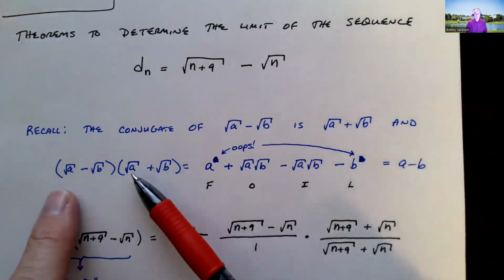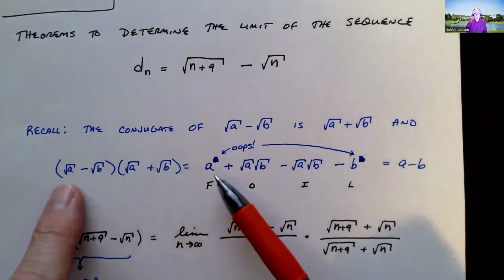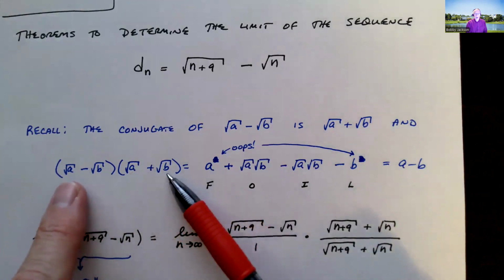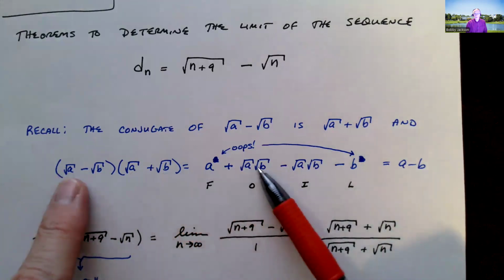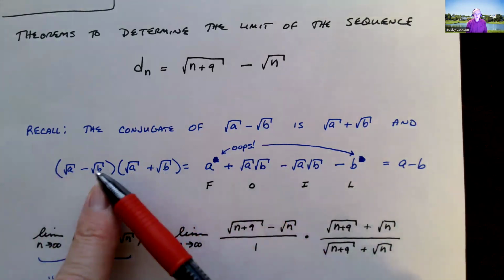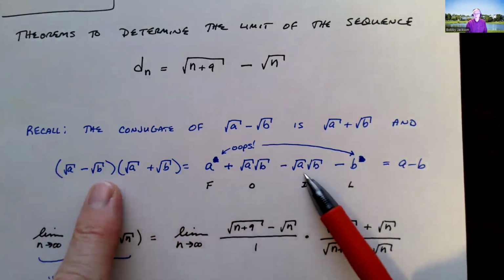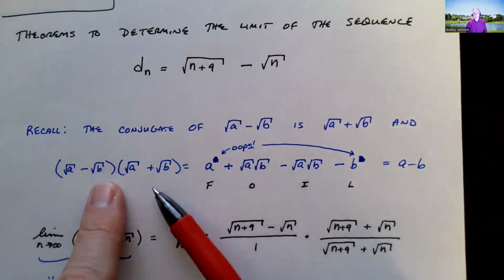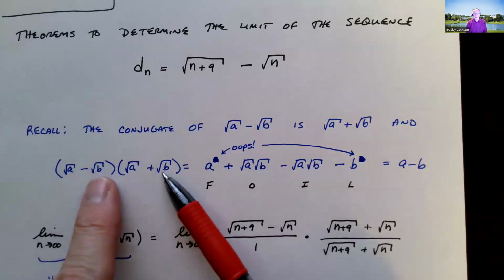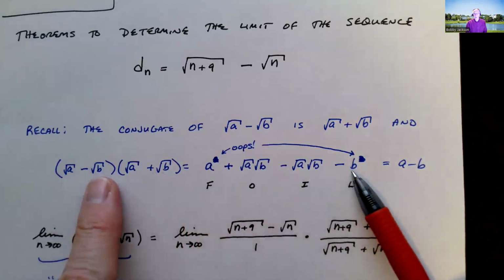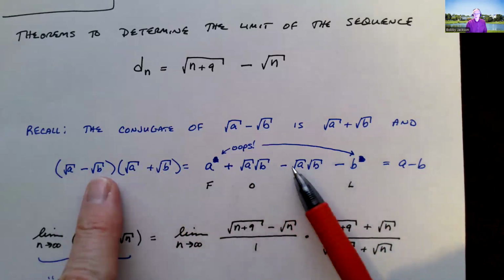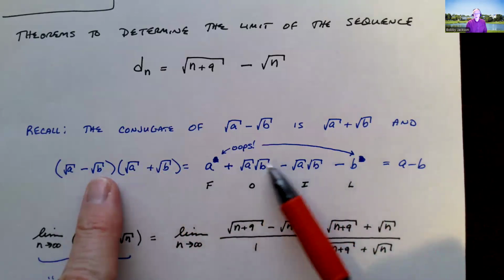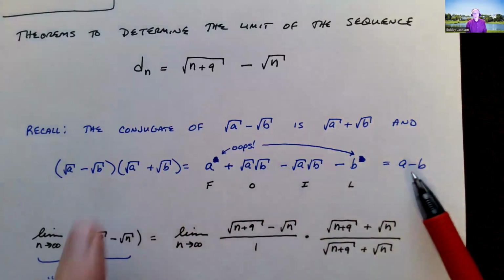Well, multiplying by first, outer, inner, last, right? The first, the square root of a times the square root of a, is just a. The outer is the square root of a times the square root of b. The inner is negative the square root of b times the square root of a, or negative square root of a times square root of b. And the last is negative times positive, negative square root of b squared, which is b. But look at the outer and inner terms. Notice they're just opposites, and so they combine to 0, and we're left with just a minus b.